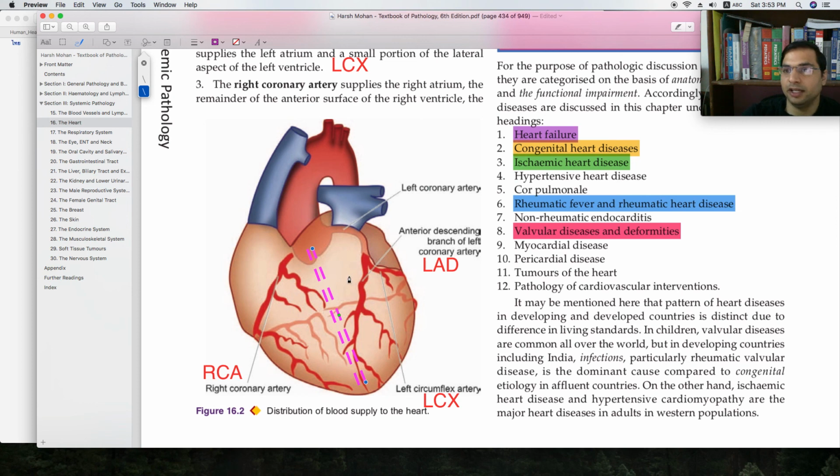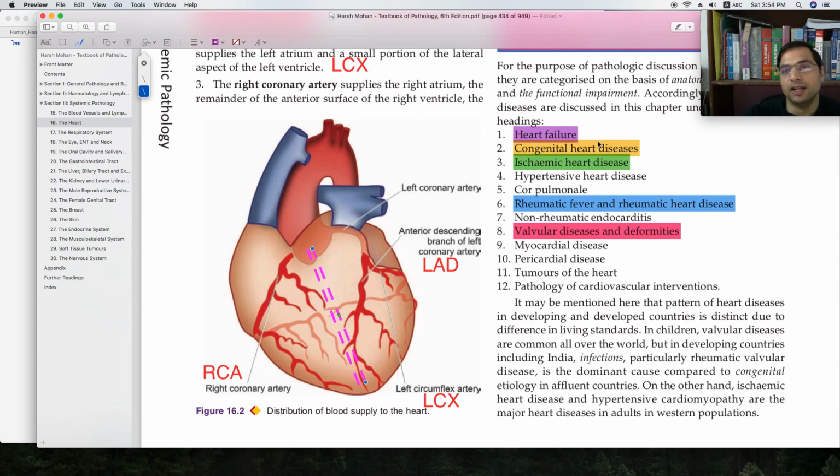Electrical conduction defects: when the electrical conductivity of the heart is not proper, that can lead to conduction defects. The SA node and AV node are not working properly, that can lead to conduction defects, and that can lead to heart diseases. And then we have the tumors of the heart, right? So these are the main categories which we are going to study.